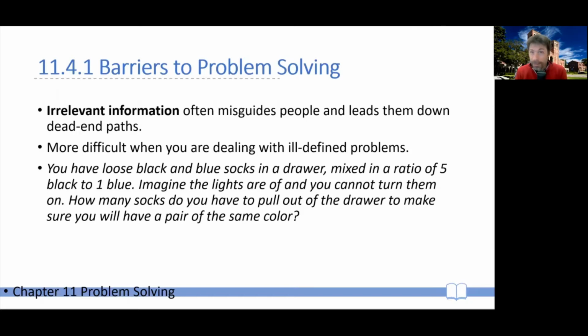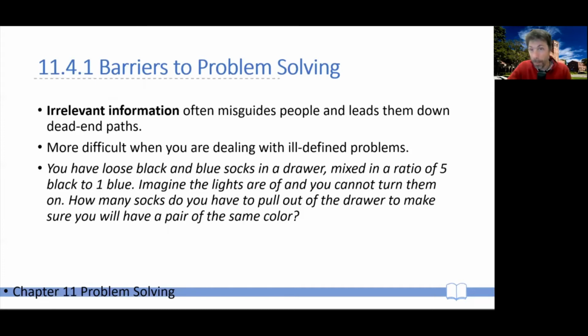Because it suffices to pull out 3 socks. Once you pull out 3 socks, 2 of them will be of one of the 2 colors, and the third one will be of a different color, which means you have a pair of the same color. See, so here too, because the problem is ill-defined, there's a risk that the initial information, which is entirely irrelevant for solving the problem, can actually hurt you and lead you down a path that does not result in resolving the problem.